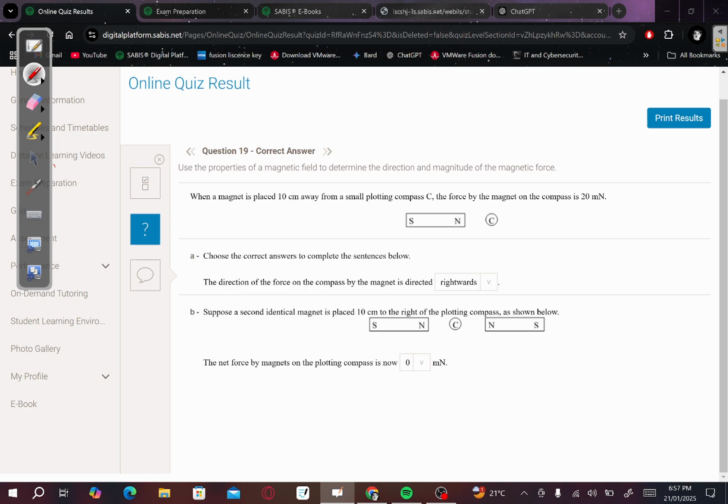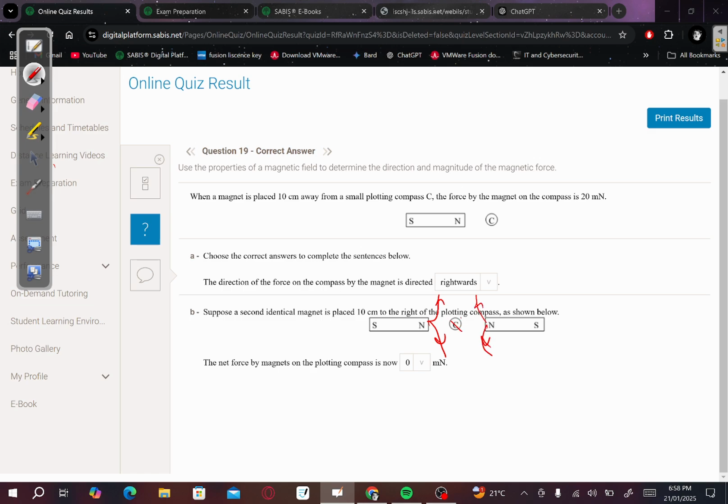Okay, because if you think about it, extend it here like this. See, it goes to the right first, then eventually it curves to the left. The direction of the force is rightwards. We said this, and here you notice that they're going to repel, so it's going to go like this.